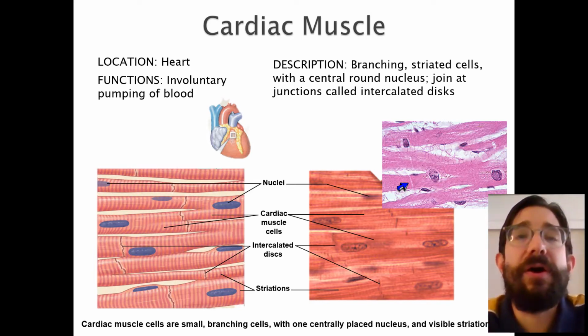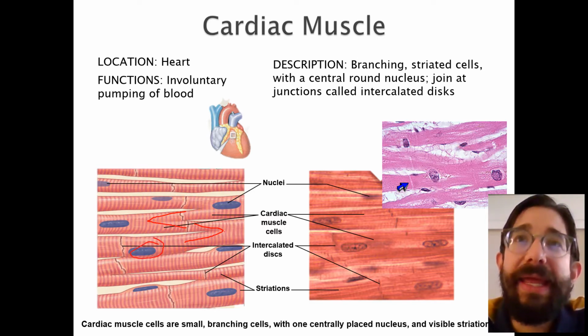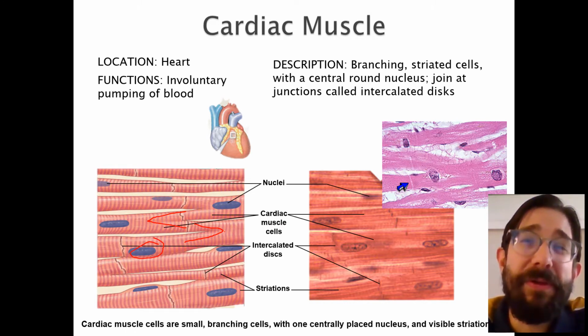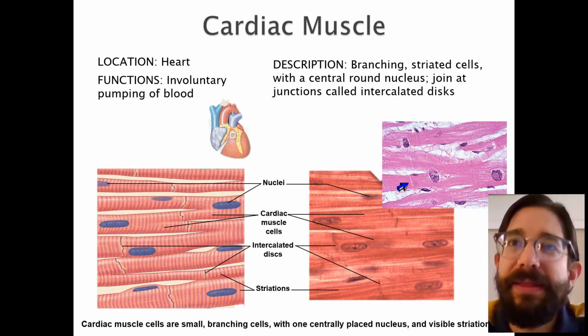The cells are branched. You can see that better here in a cartoon version, where you see some branching of these cells. Typically, there's just one nucleus. And the striations are visible, although not as well as in skeletal muscle. In the histology view of this, I can make out some alternating light and dark bands, but not quite as clearly.